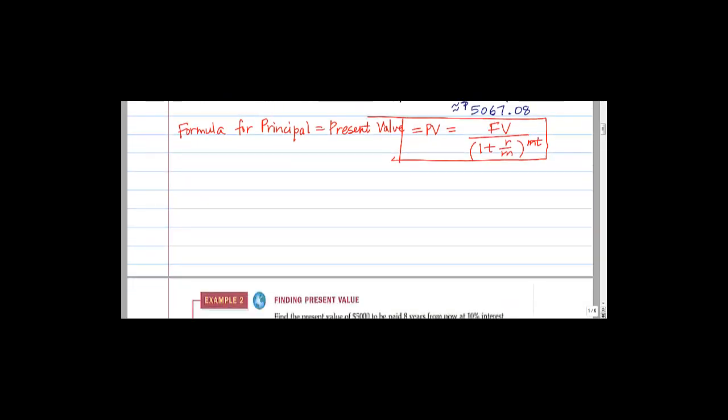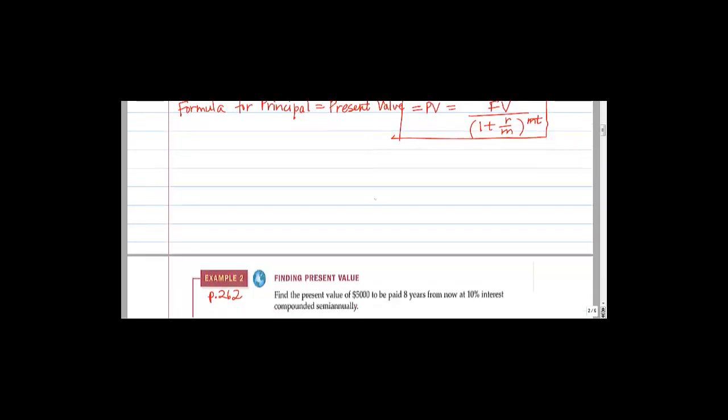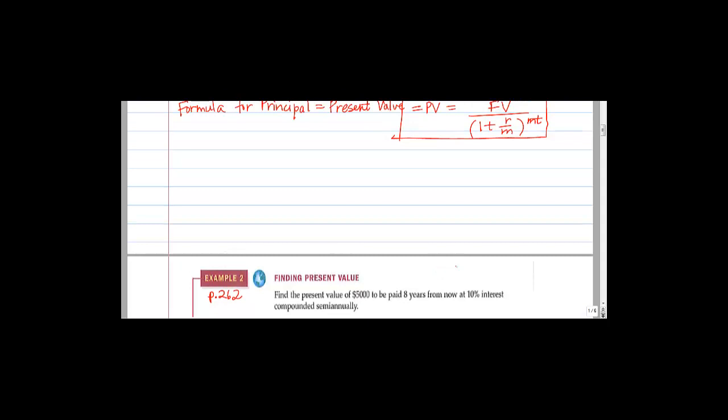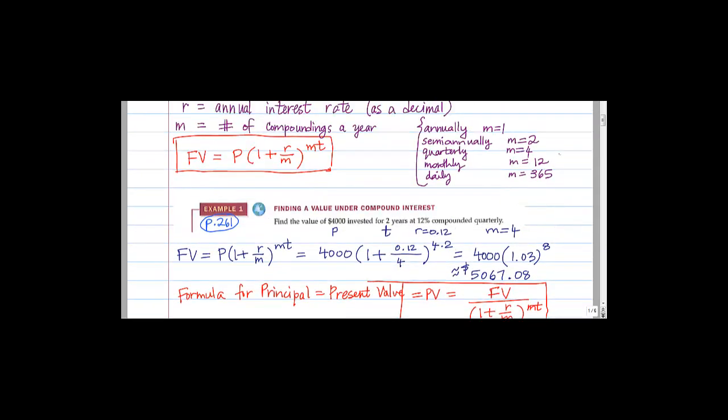Let's look at another example. It says find the present value, and this is page 262 in your book. Find the present value of $5,000 to be paid 8 years from now at 10% interest compounded semi-annually. The $5,000 is going to be paid 8 years from now, so that is the future value. 8 years is t, 10% is 0.10, compounded semi-annually. We said semi-annually was twice a year, so M equals 2.